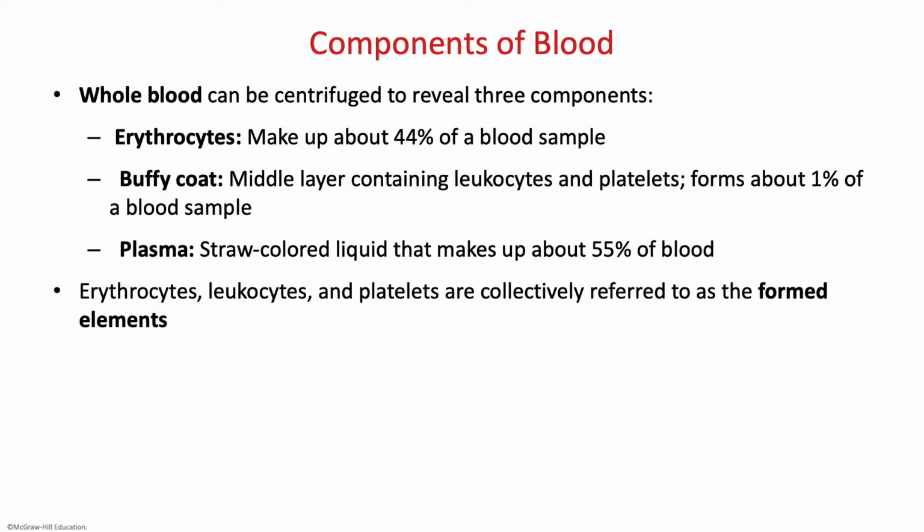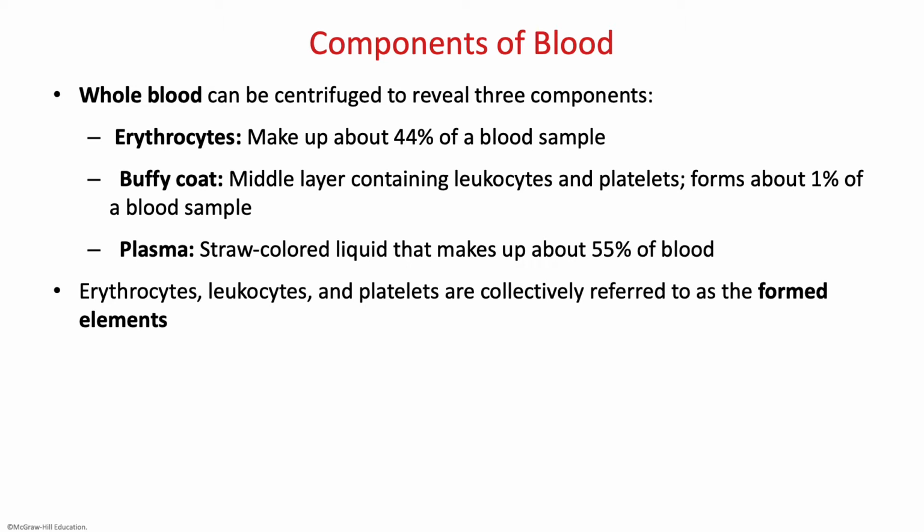So the components of blood, if we take a sample of your blood right now, we call that whole blood. It can be centrifuged, and that means it can be spun down incredibly fast to reveal 3 components. When whole blood is spun very quickly, the 3 components separate into erythrocytes, which are red blood cells. Those make up about 44% of the blood sample. They'll be on the bottom of the sample.